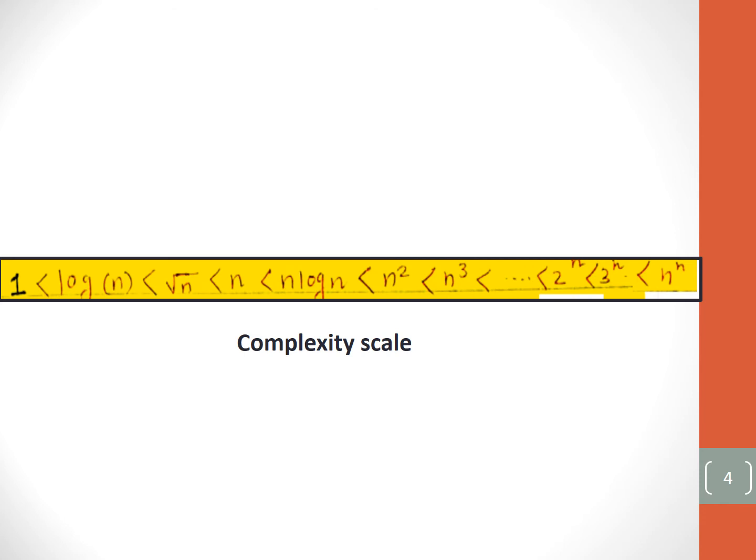I will be using this complexity scale for every notation, that is the big O notation, which we can call the notation for the extreme case, then the omega notation, that is for the best case, and the theta notation. So we are going to use this whole scale.